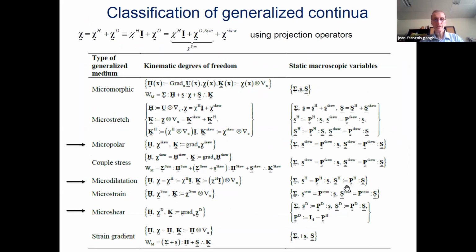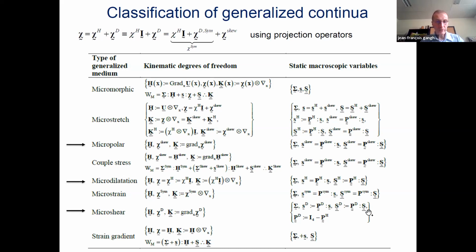expression. So now the last step is to get this family of generalized media by projection of the micromorphic second order tensor. So we are decomposing chi into the hydrostatic part of it, a symmetrical and deviatoric part, and a skew symmetrical part. So we have basically three terms here, three different parts of chi. And of course, we can project chi onto either of these subspaces. And by doing this, we get the reduced kinematics and the reduced static macroscopic variables.